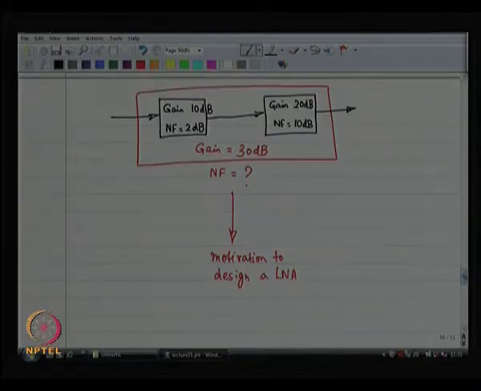We have got two blocks. The first one has a gain of 10 dB, noise figure of 2 dB. The next one has a gain of 20 dB, noise figure of 10 dB. Alright. Now, we know that the combined gain is 10 dB plus 20 dB, that is 30 dB. This is the combined gain of the system. Now, what is the noise figure of this?